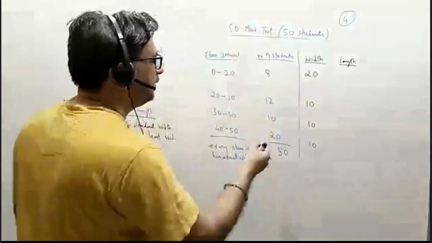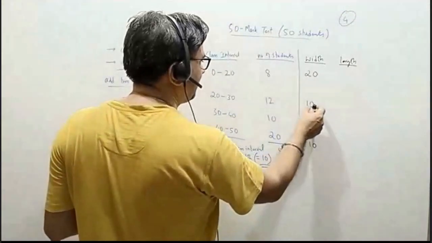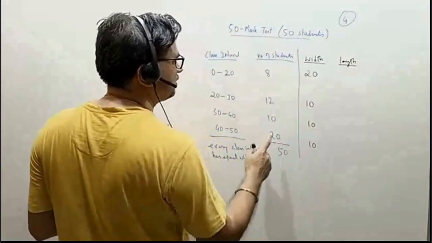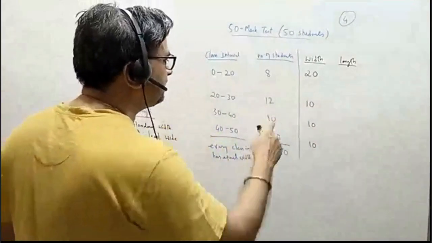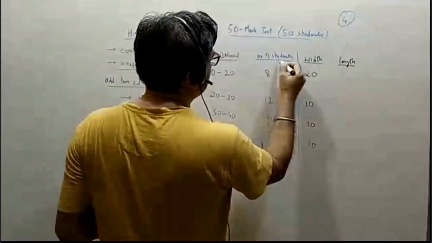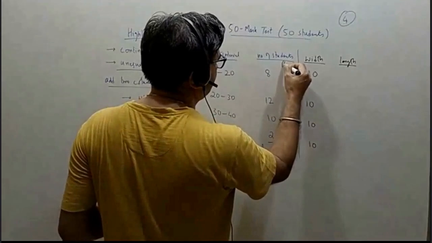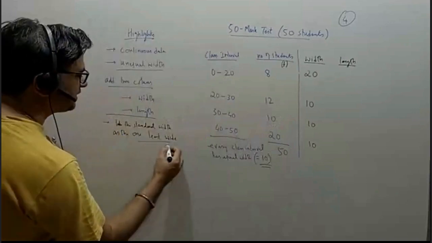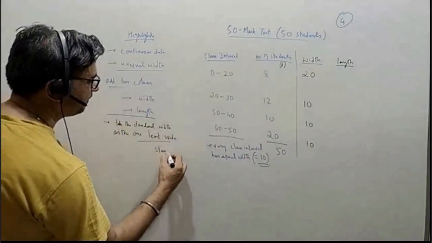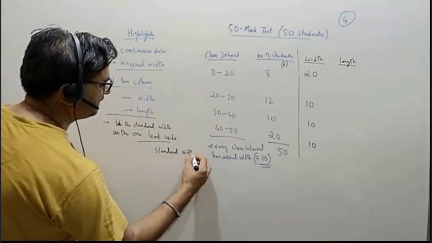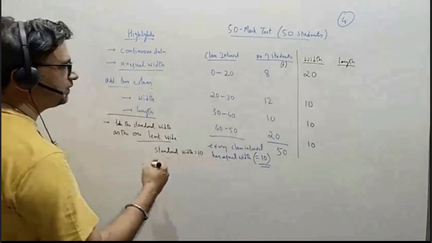So what did we do? What did we say? Take the standard width as the one which is the least. Least are the ones which have not changed. Okay. So in this case, now the formula to find the length is number of students, that is frequency. I hope you know this, right? Frequency is what it is called. Now, our standard width is how much, folks? Standard width is equal to 10.